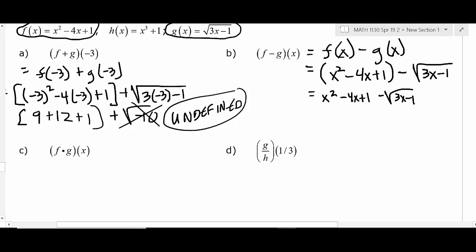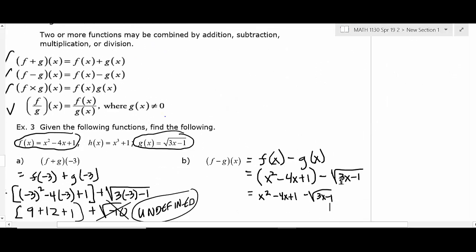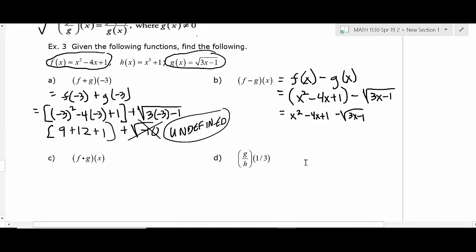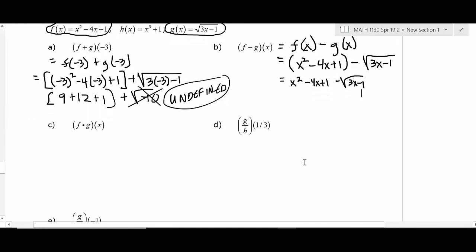If you had like terms, then you could go through and do that then. All right, you guys with me so far on what I'm doing? Okay. All right, the next one is like multiplication.